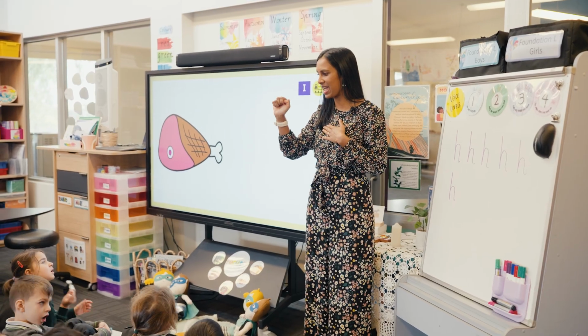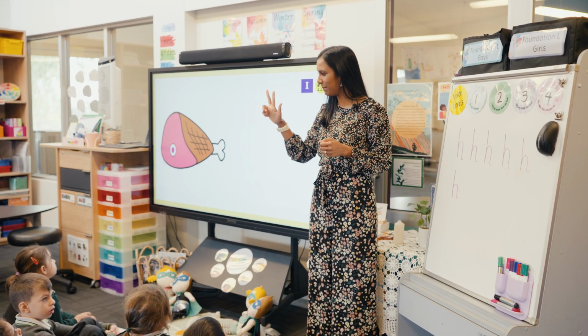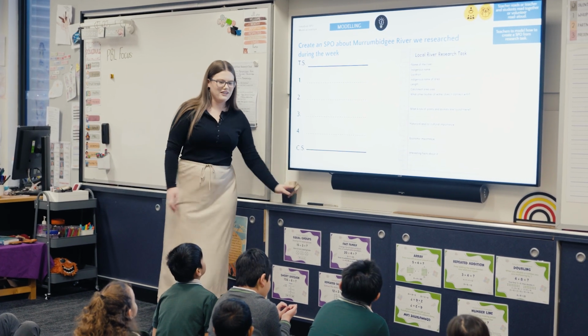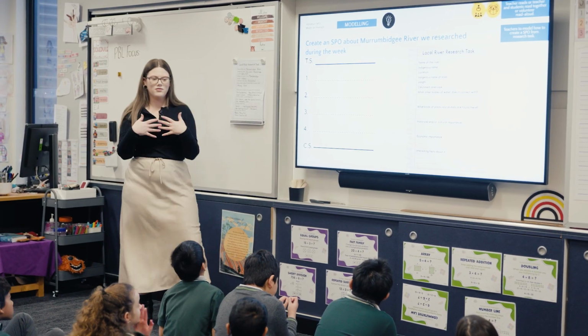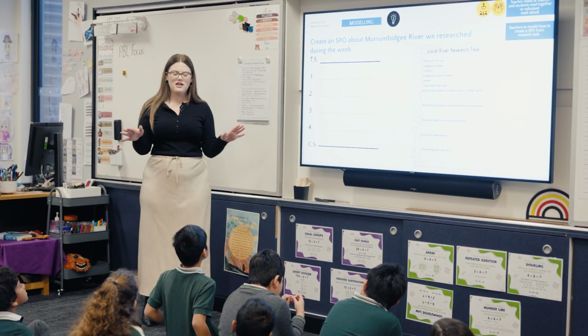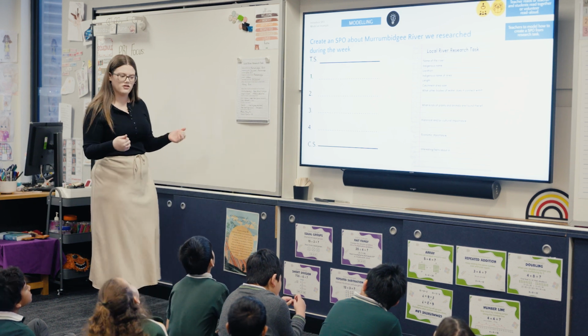I plan my lessons following the explicit instruction model of I do, we do, you do. So it starts with the I do phase where I model what is expected to the students. Time to model our paragraph now. So remember, I'm going to do mine first on the board about my river, which is one that you haven't done. And then we'll do one together, and then you'll go off and do it by yourself.